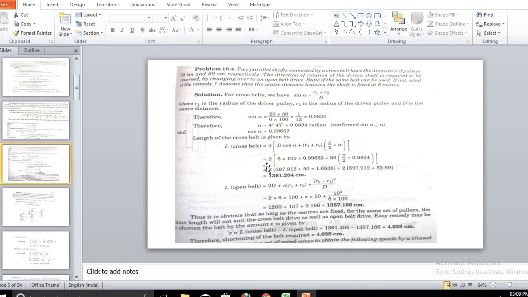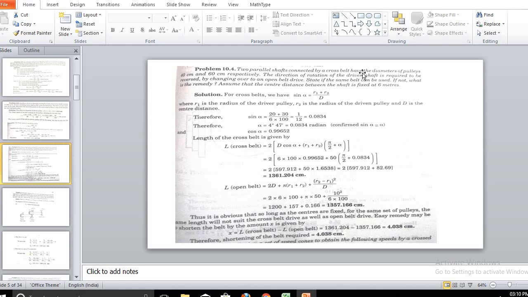Now, fourth example. There are two parallel shafts connected by a cross belt drive, having pulley diameters of 40 cm and 60 cm respectively. The direction of rotation of the driven shaft is required to be reversed.